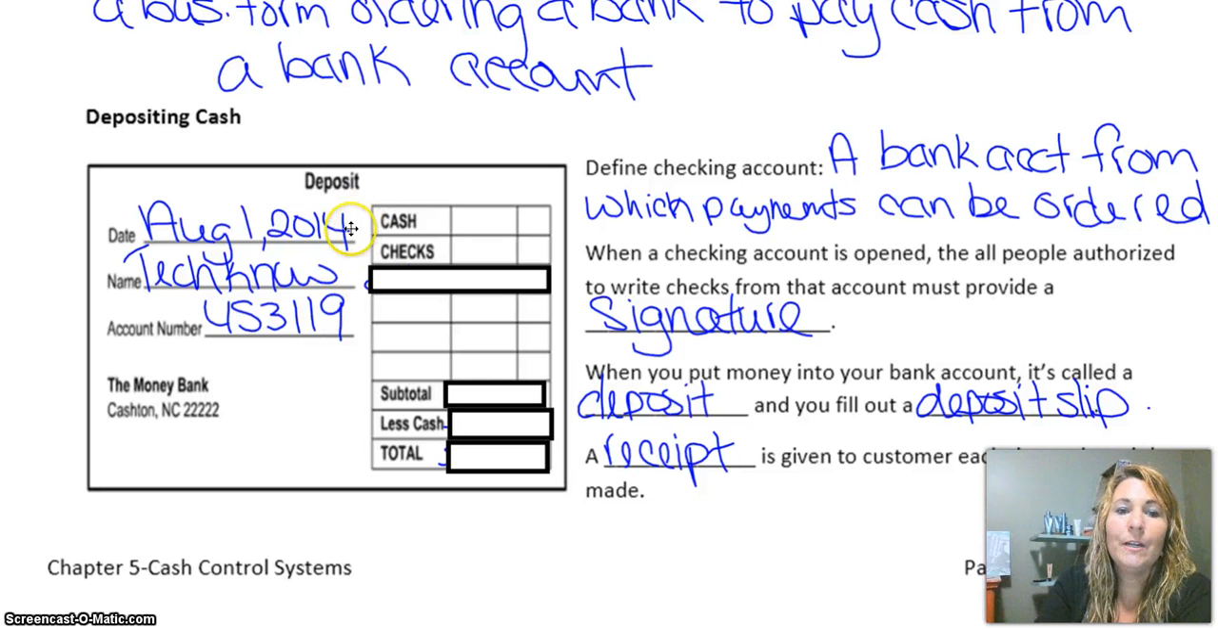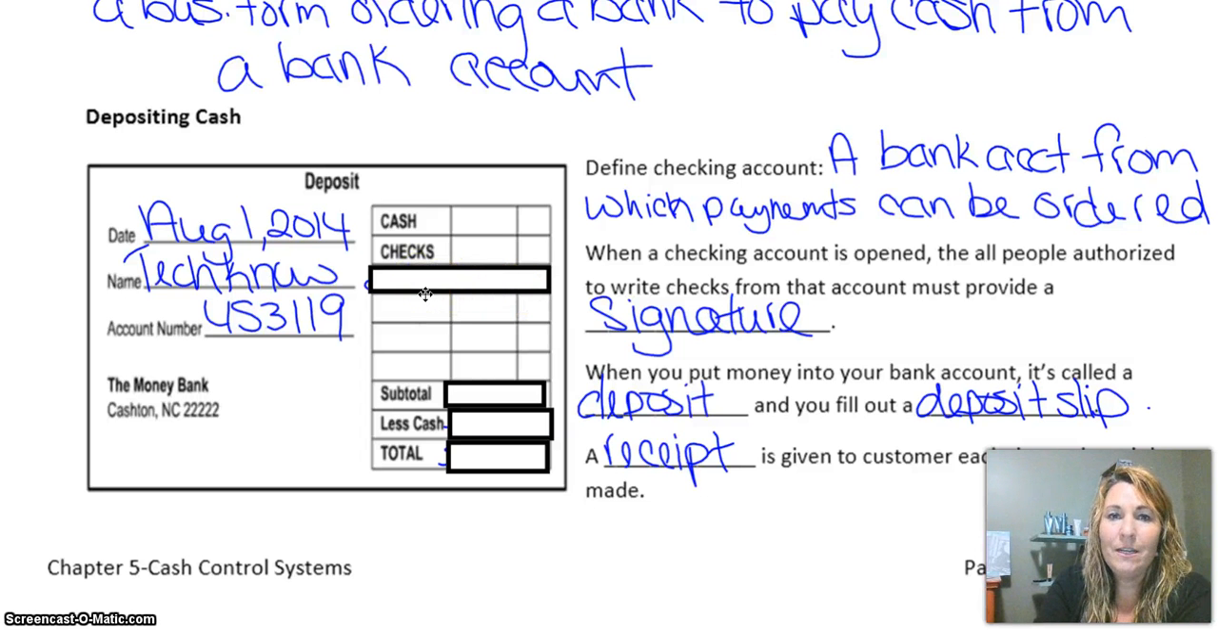So for this example, it is August the 1st. Our company is Techno, and our account number is 453119. Now, the account number is going to be given to you in all of your accounting transactions. You're not going to have to know what that is. The next thing you're going to do is fill out what you are depositing. If you had cash, you would actually list the total amount of cash here. And if you have checks, you're going to list the checks and the amount each check is for.